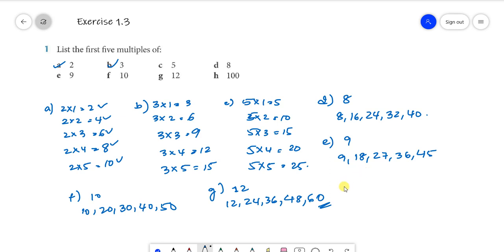And we have H, which is 100. So 100 times 1 is 100, 200, 300, 400, and 500. Okay, that's all. So we are done with our first question. Let's move to the second one.